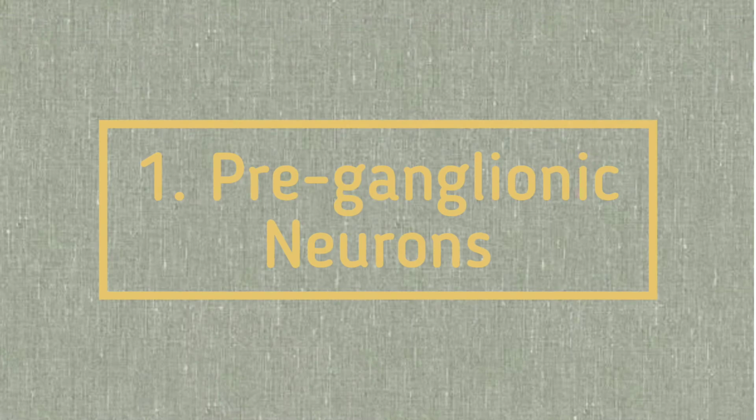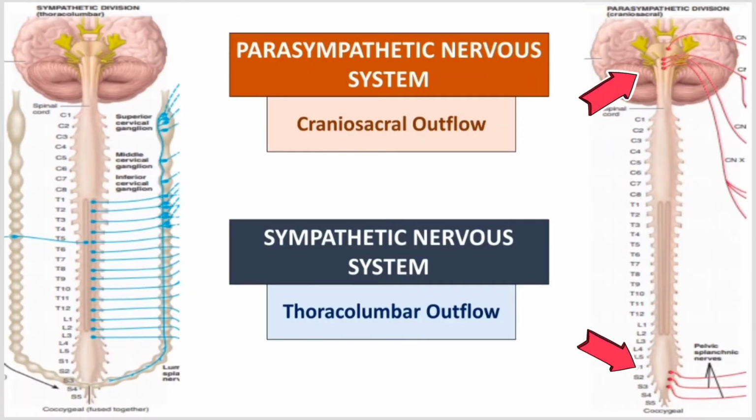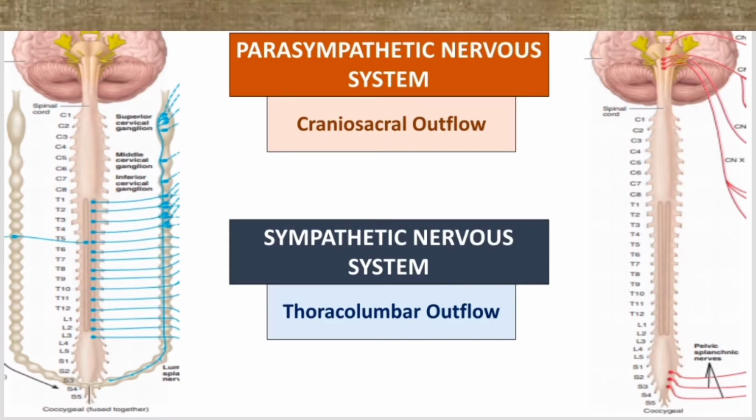Let's talk about them individually, starting with your preganglionic neurons. For the parasympathetic nervous system, the preganglionic neurons originate from cranial nerves 9, 10, 7, and 3, as well as S2 to S4. For the sympathetic nervous system, it's from T1 to L2.